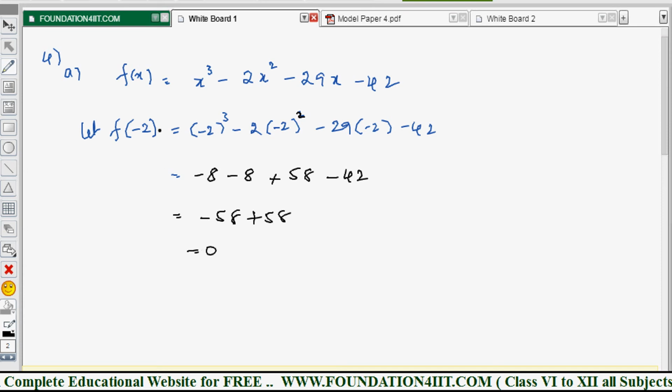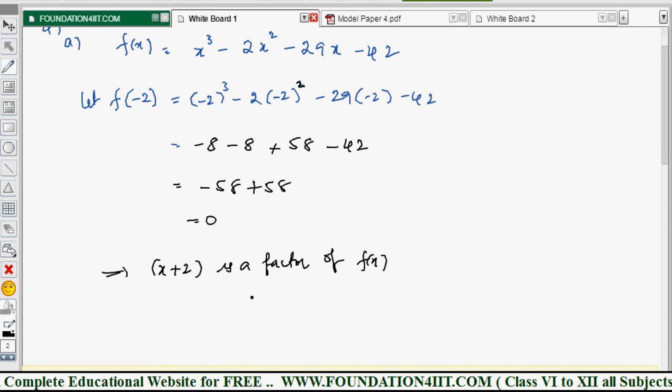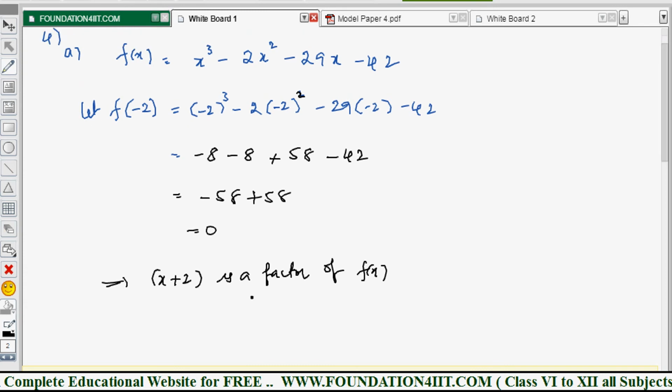Then x plus 2 is a factor, because f of minus 2 we got 0. Then from that, x plus 2 is a factor of f of x. Now by the factor theorem, we will divide the given function with x plus 2.